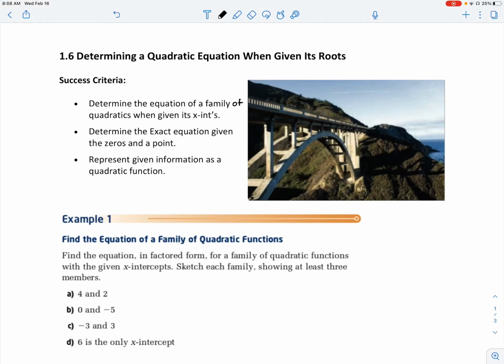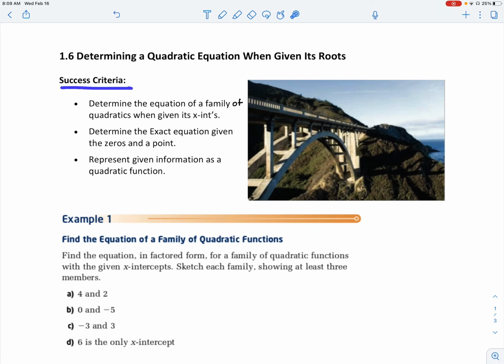Hi, welcome to 1.6, determining a quadratic equation when given its roots. As we learned in the previous lesson, the roots are associated with the x-intercepts of the graph. They're also associated with the zeros of the function.